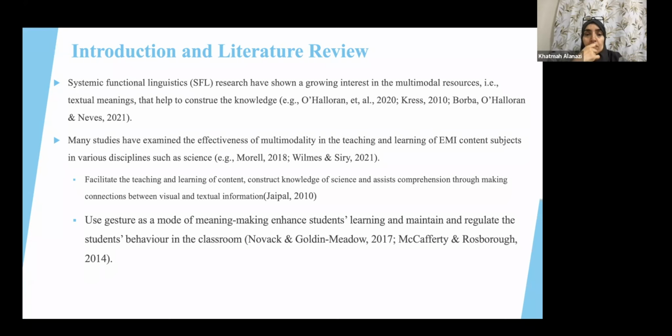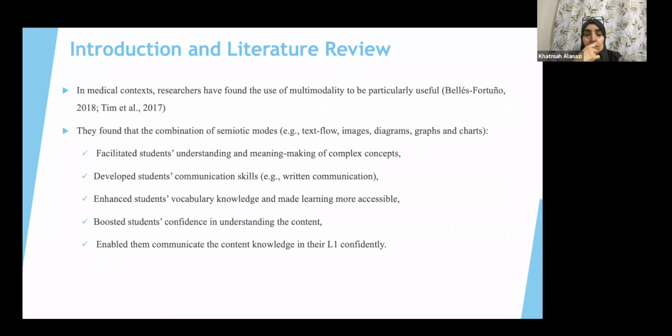They also found that using gestures as a mode of meaning making enhances students' learning and maintains and regulates student behavior in the classroom. In medical context, researchers have found the use of multimodality to be particularly useful.